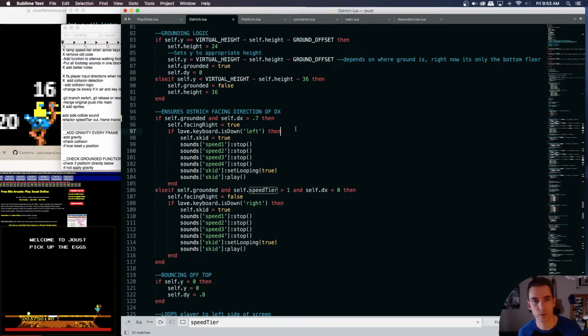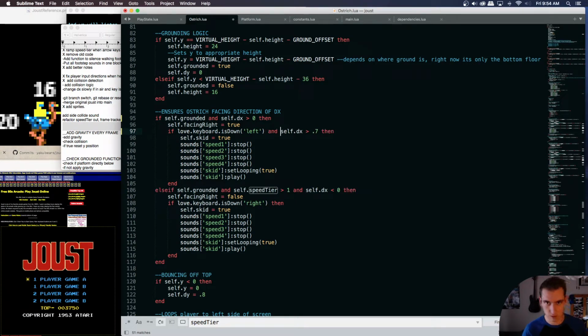set ourselves facing right, which I don't know if that's even necessary. I mean, I implemented it for some reason to make sure I was facing the correct direction. But the 7, I think this just needs to be 0. Greater than 0, set it to right, and then if it's left and your dx is greater than that 0.7, then skid.